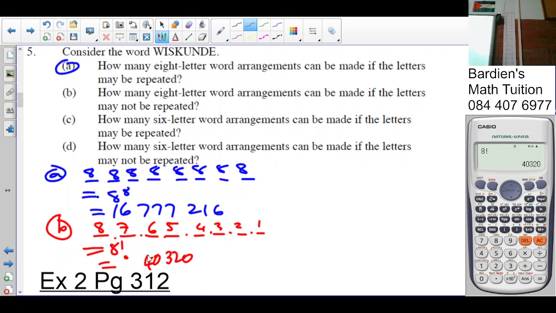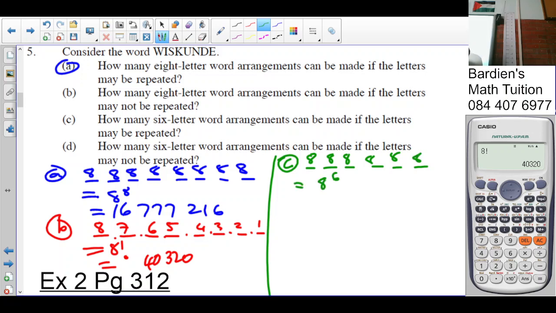Let's look at C. How many 6-letter word arrangements can be made if letters may be repeated? So 6 bits. How many options do I have in the first case? 8. Letters may be repeated. So 8, 8, 8, 8, 8, and 8. So it's 8 to the exponent 6. And 8 to the exponent 6 is 262,144.